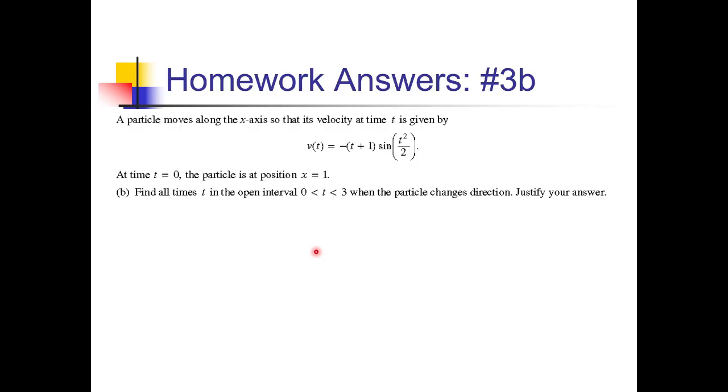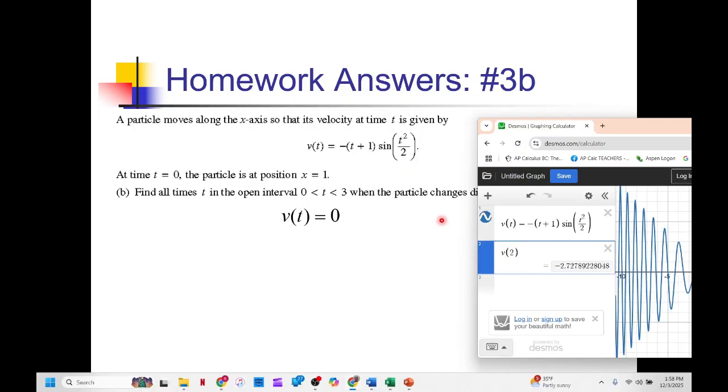For part B of this problem, they want to know all times in the open interval from 0 to 3 when the particle changes direction with justification. So if we're looking for a direction change, we're asking when is this velocity changing sign? So it would be helpful to know when the velocity equals 0, which we can figure out by graphing the velocity on Desmos. So let's go to Desmos.